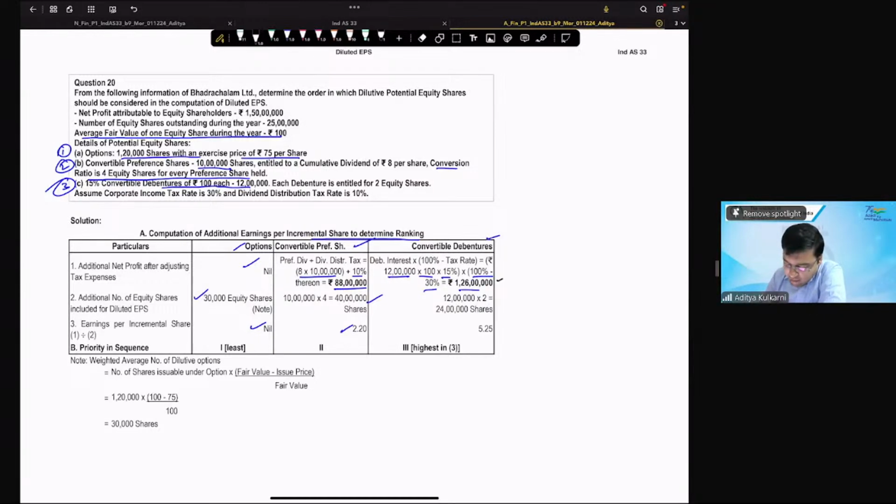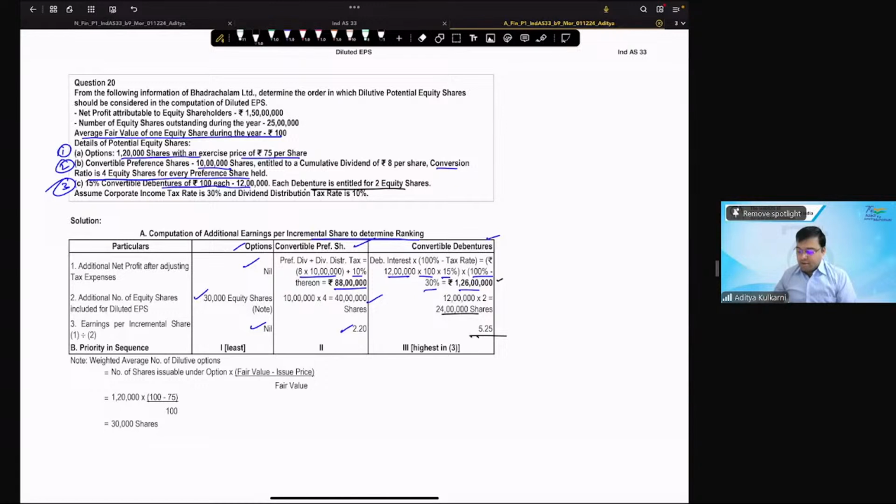So that is 1.26 crores. And how many shares are you going to get? Each debenture is entitled to 2 equity shares. So 12 lakh into 2, 24 lakhs. So earnings per incremental share is 1.26 crores by 24 lakhs. This comes to 5.25. Any doubts so far? No, sir.